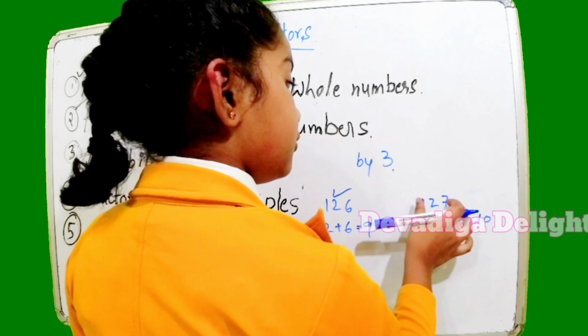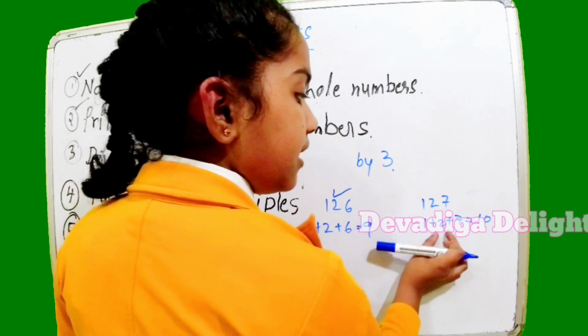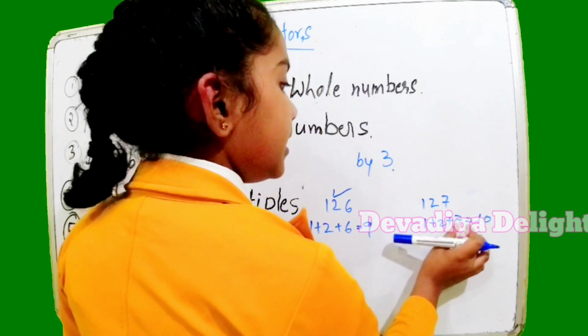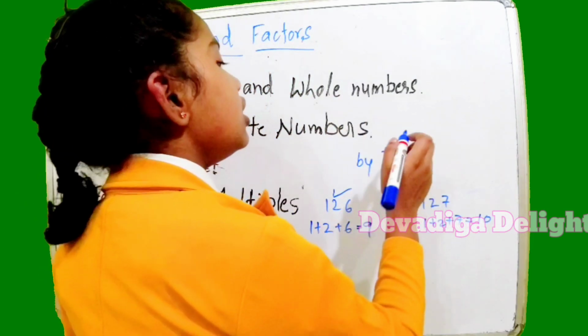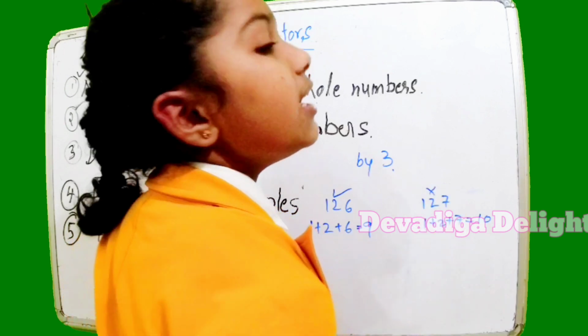The next example is 127. When you add 1 plus 2 is equal to 3, 3 plus 7 is equal to 10. 10 does not come in the table of 3. So this is not divisible by 3.